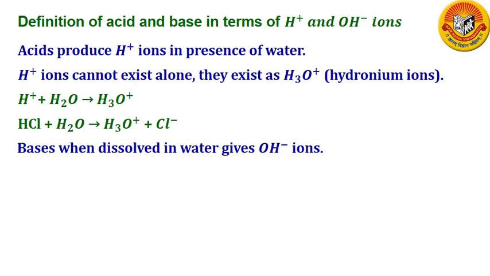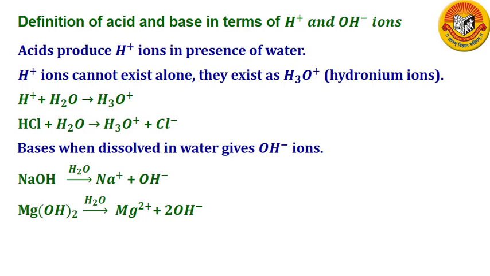Now as acids, when dissolved in water, give H plus ions, similarly when we dissolve bases in water we get OH minus ions. So when NaOH, that is sodium hydroxide, is dissolved in water we get Na plus and OH minus ions. So we can say that all bases have OH minus ions. In terms of H plus and OH minus ions, we say that all acids contain H plus ions and all bases contain OH minus ions.